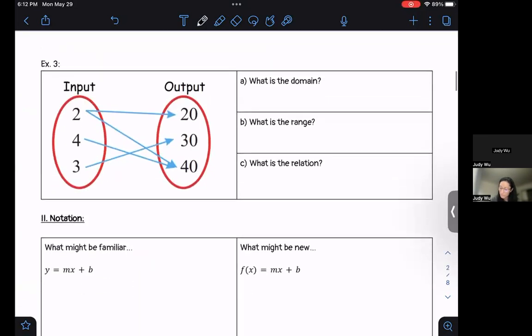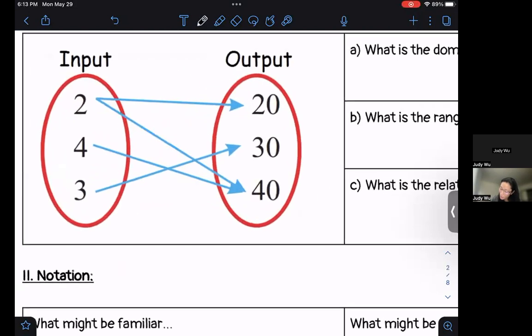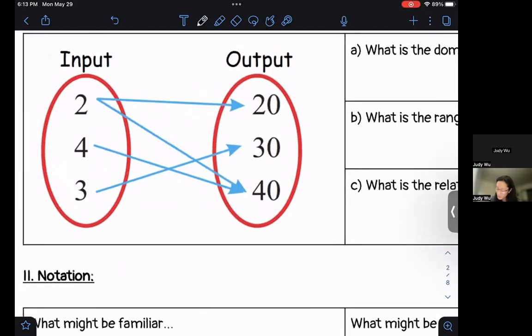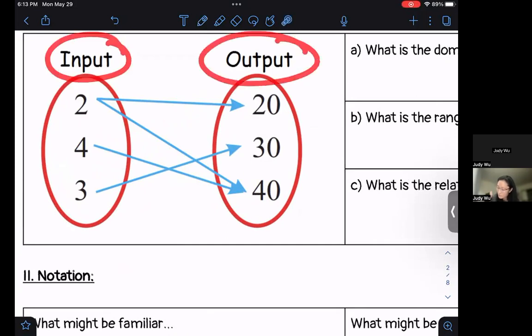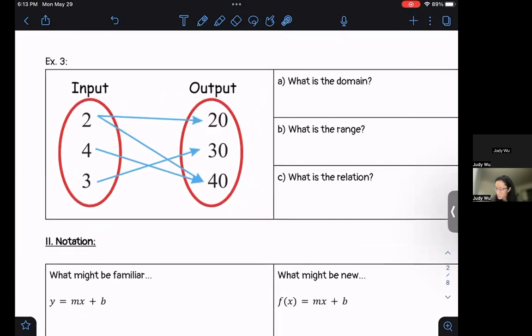We'll try this one more time. Again, if you'd like to try this on your own, you can pause the video here, and then come back and watch the explanation once you're done. For those of you who want to go through this one together, we've got our input and our output, just like in the previous two examples, and we are asked the same questions. What is the domain? What is the range? What is the relation?